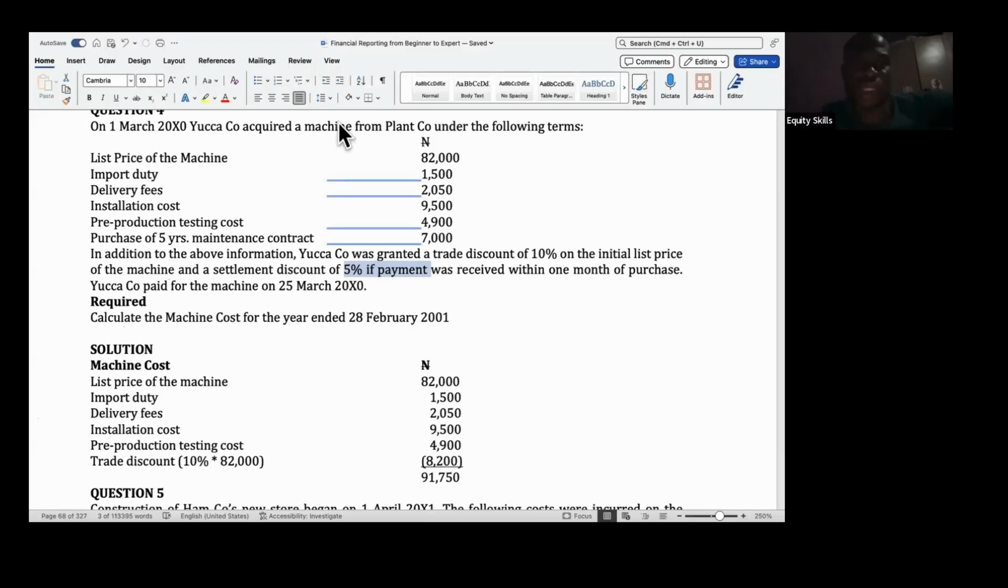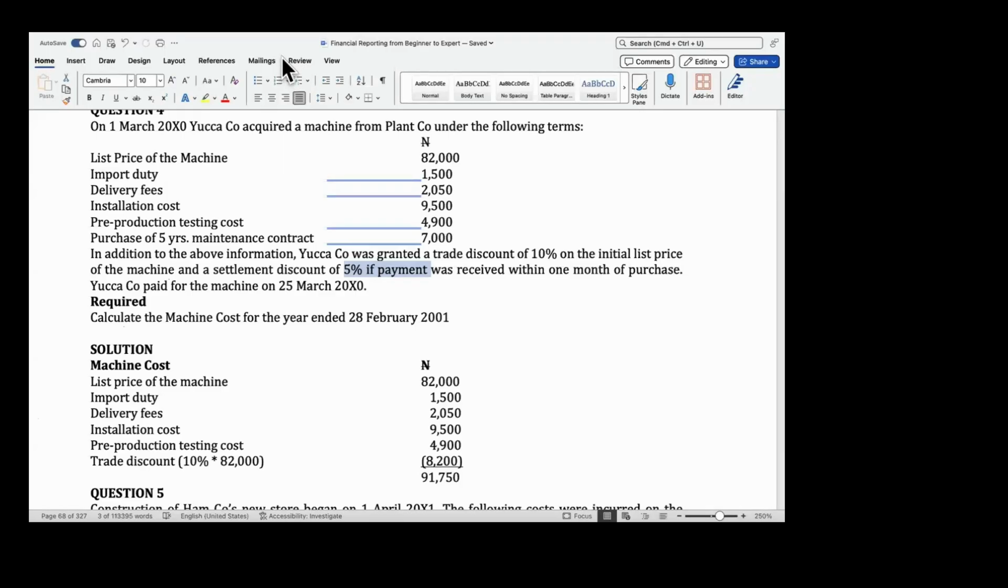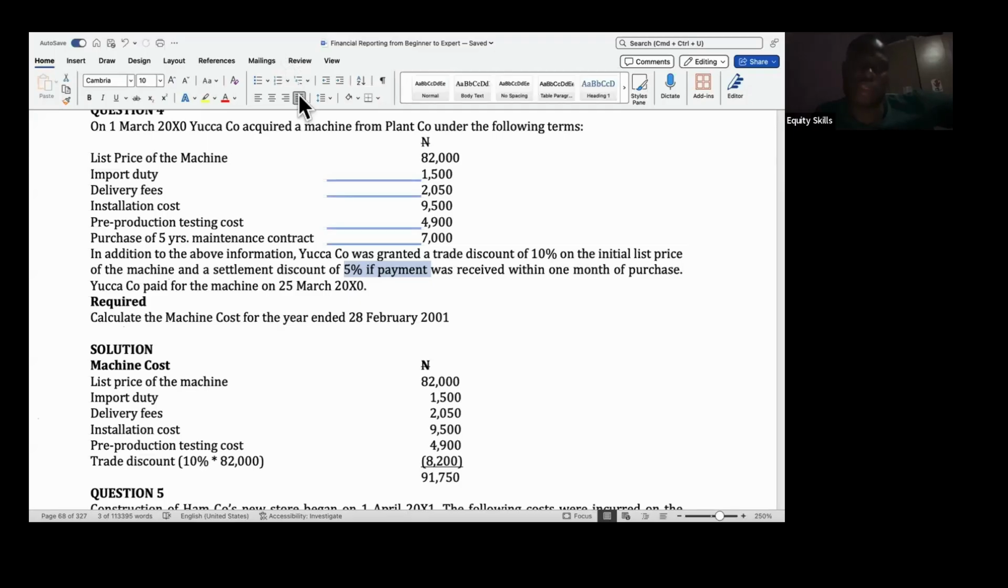I don't understand. So while you're expressing your question, this 5% that I said we are going to ignore in determining the cost of the assets, how do we then treat it? If you won't consider it to reduce the cost, how do you treat it? Treat it as an income. Yes, you will treat it as an income, and we'll call that discount received.